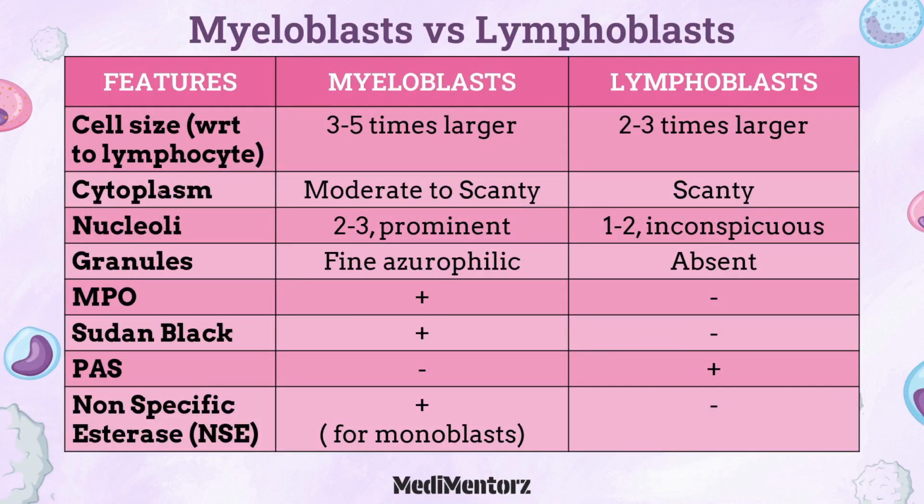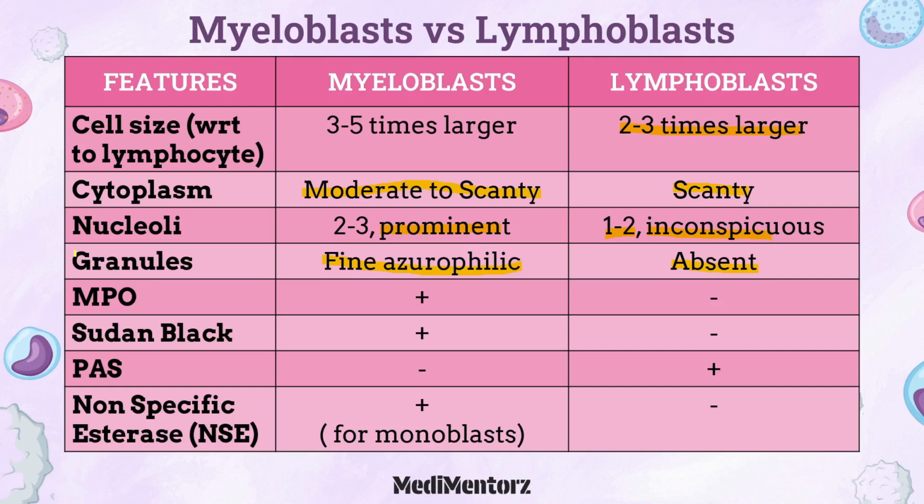So myeloblasts are 3 to 5 times larger than the small lymphocytes, whereas lymphoblasts are only 2 to 3 times larger than the small lymphocytes. And myeloblast shows moderate to scanty cytoplasm, whereas lymphoblast shows scanty cytoplasm. And the nucleoli are prominent in myeloblast, whereas they are inconspicuous and only one or two in number in lymphoblast. So in myeloblast, as I have already mentioned, it shows the fine azurophilic granules in the cytoplasm, whereas in lymphoblast, as we all know, lymphocytes are agranulocytes, they show absence of granules in their cytoplasm.